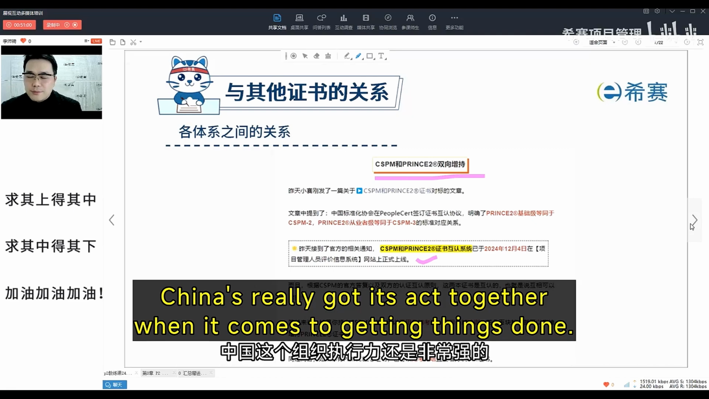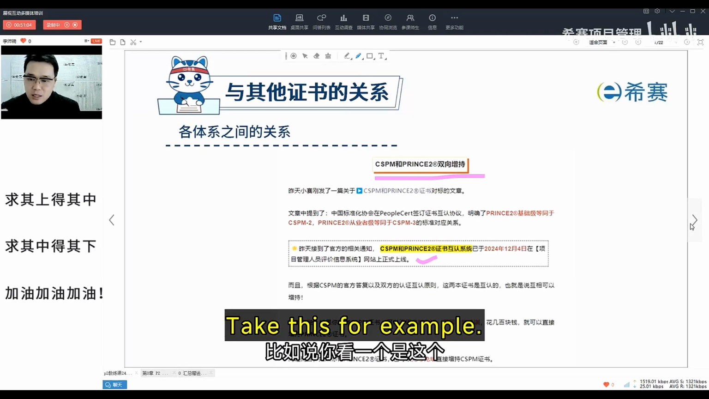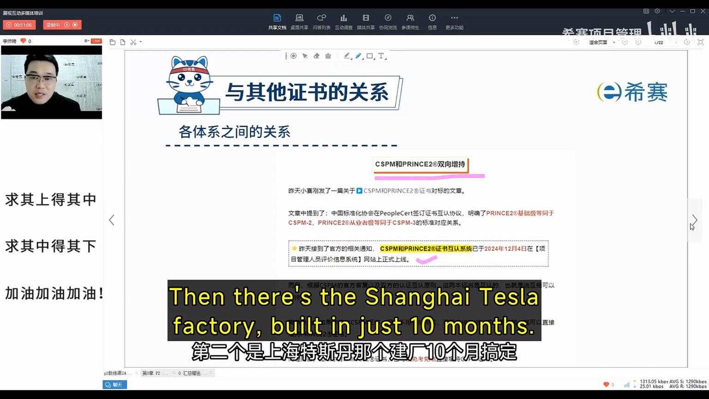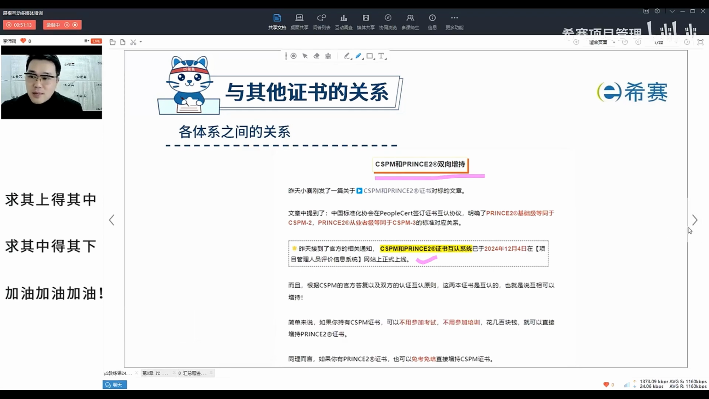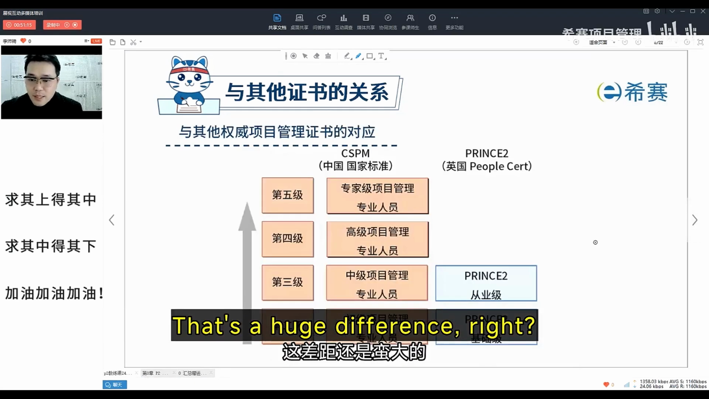China's really got its act together when it comes to getting things done. Take this for example. Then there's the Shanghai Tesla factory, built in just 10 months. Musk tried to build a similar factory in the UK. It took a whopping 4 years. That's a huge difference, right?